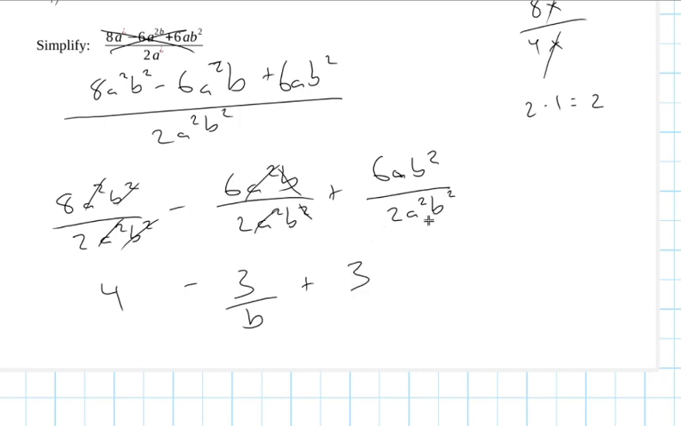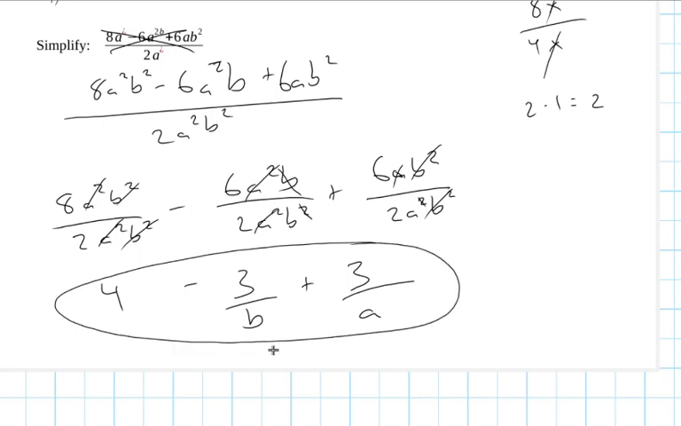And the same thing happens here. With the a over a squared, one of the a's cancels out, but there's still one left behind in the bottom. And then the b squared cancels out the b squared. So we end up with 4 minus 3 over b plus 3 over a. This is not a polynomial, so there is no necessity of trying to write this in standard form. There is no general standard form for expressions unless they meet a particular class like polynomials. So I'll just leave it like this.